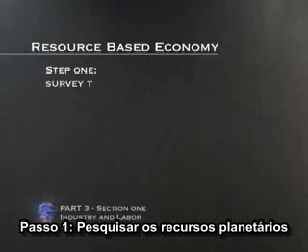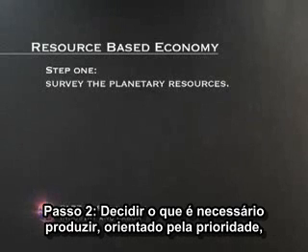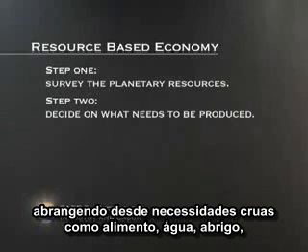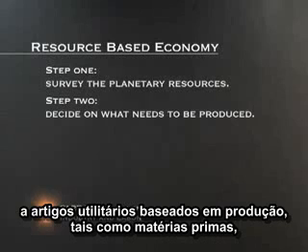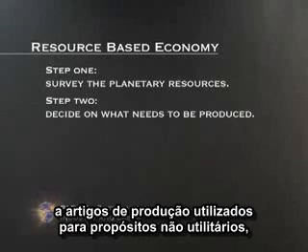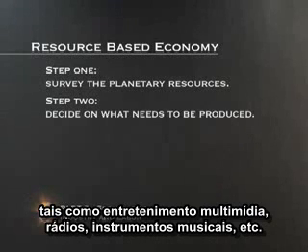Step 1. Survey the planetary resources. Step 2. Decide on what needs to be produced, oriented by priority ranging from bare necessities, such as food, water, shelter, to utility-based production items, such as raw materials, automation machines, and technological development, to production items used for non-utility-based purposes, such as entertainment media, radios, musical instruments, etc.